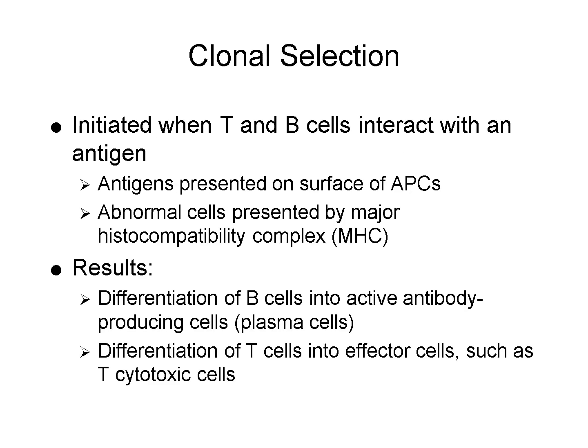The clonal selection process is triggered when T cells and B cells come into contact with their specific antigen. The antigen must be presented on the surface of an antigen-presenting cell, or APC. Abnormal cells also display antigens through molecules called major histocompatibility complexes, or MHCs. This interaction causes B cells to differentiate into plasma cells that produce antibodies, and T cells to become effector cells, such as cytotoxic T cells.